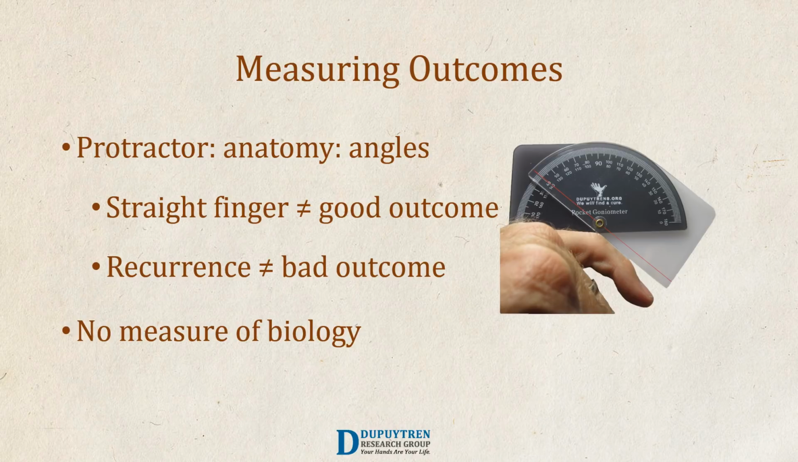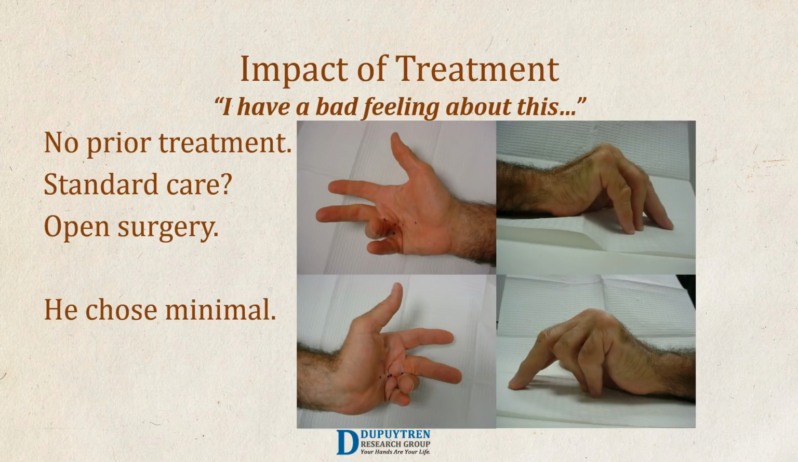In fact, if someone has a bent finger and they have surgery and they get that finger straightened out, the protractor will say that's a great result. But if the person loses the ability to make a fist because of complications of surgery, that patient would disagree that that's a good outcome. More importantly, we don't have any kind of measure of biologic outcome. We don't have a way to tell, have we really affected the biology or not? This leads to difficulty in recommending the best treatment.